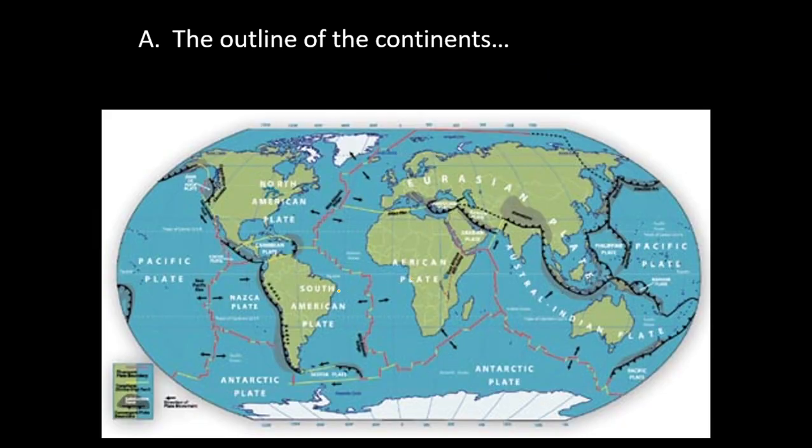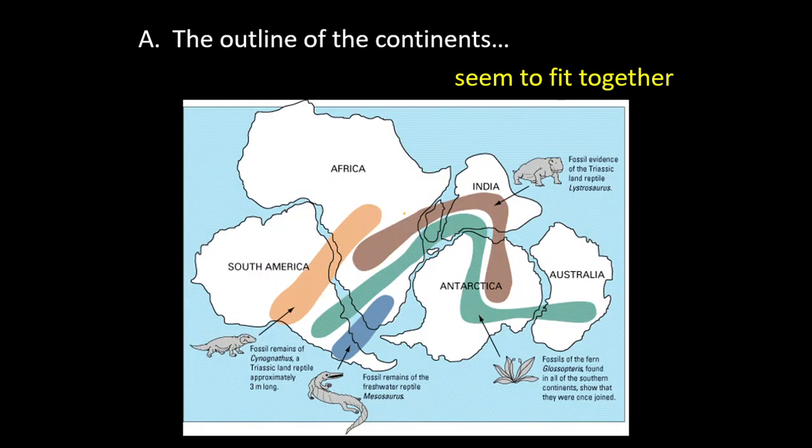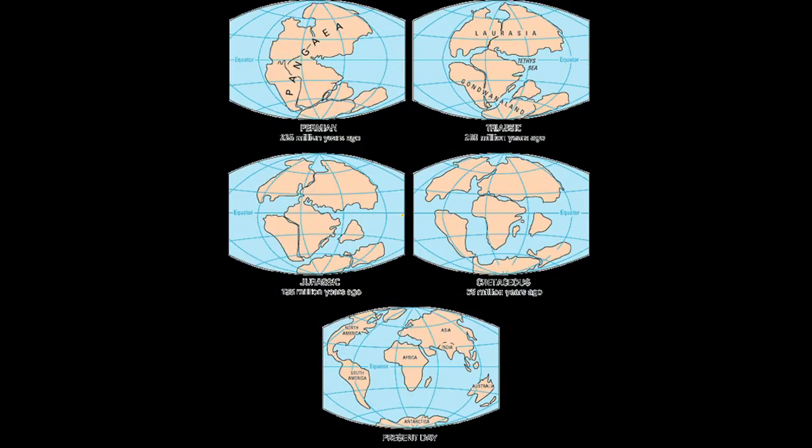These two look like they're pretty darn close to each other. Same thing here. All right, so the continents really do seem to fit together. Right? So going back to the Permian period, roughly 225 million years ago, we had the massive supercontinent Pangaea.